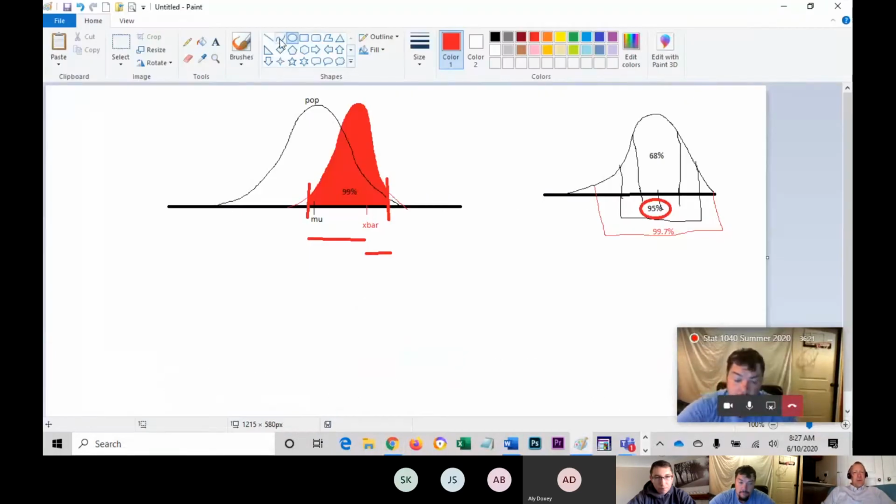back up just one more time. I'm going to draw one more of these bell curves. Okay. So the most common confidence interval that you're going to have is you're going to see a 95% confidence interval.